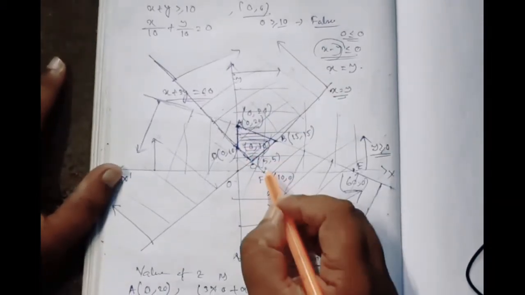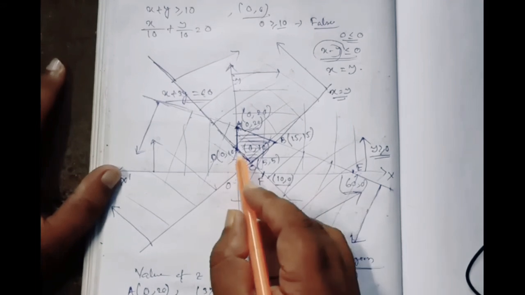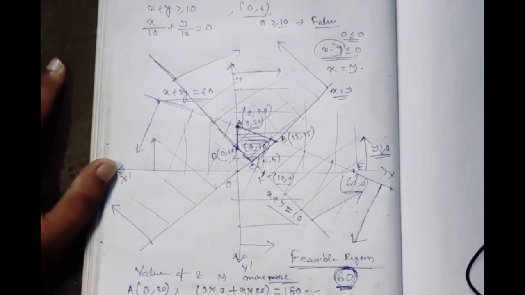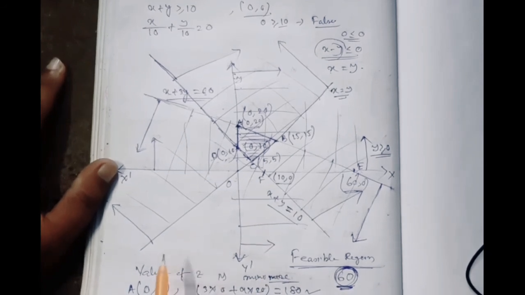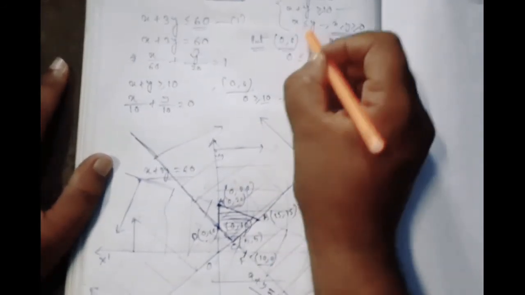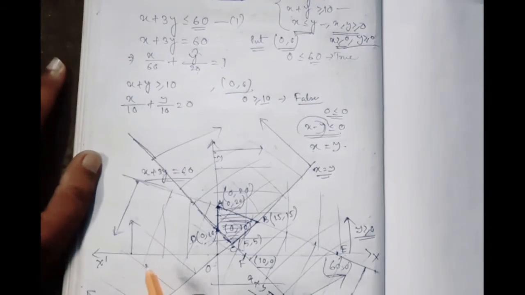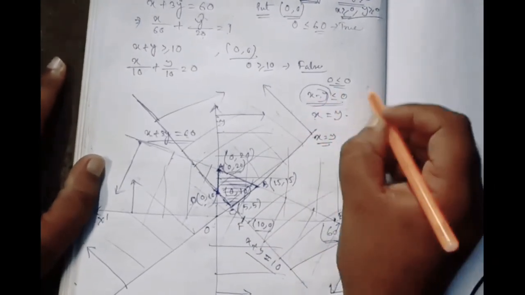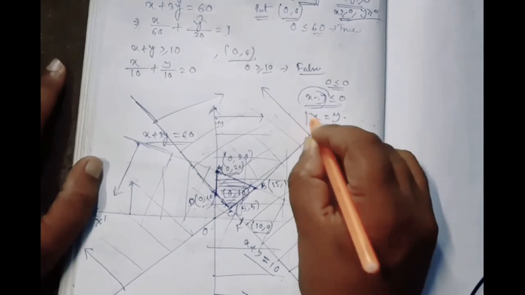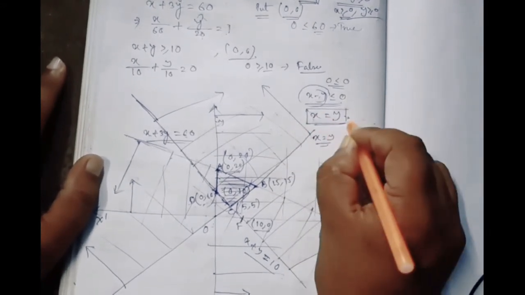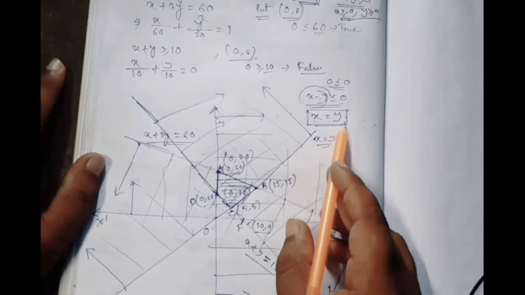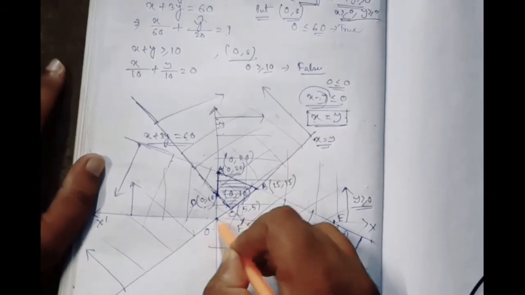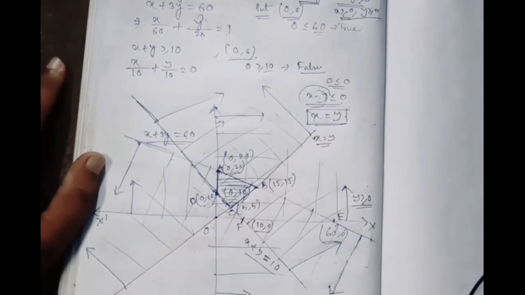As you can see, it cuts the x axis at (10, 0) and the y axis at (0, 10). Understood? Next, x less or equal to y, or it can be written as x equal to y if we take it as the equation. So x equal to y, that straight line is going through the origin. This, understood?